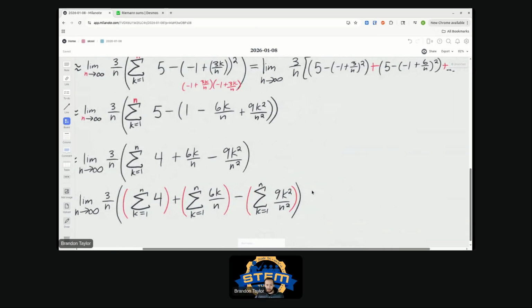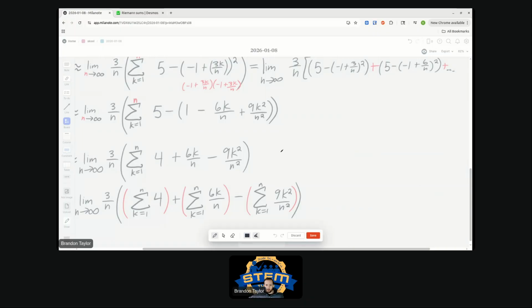Or actually, it probably should not make sense yet. What we can do, though, is this is essentially what's being done. So here, once we're at this point, we basically have limit as n goes to infinity of 3 over n. And then, if you expand this, this would be what? 5 minus, and then it would basically be this formula, right? So it's like 5 minus, and then you'd have 1 minus 6 over n.